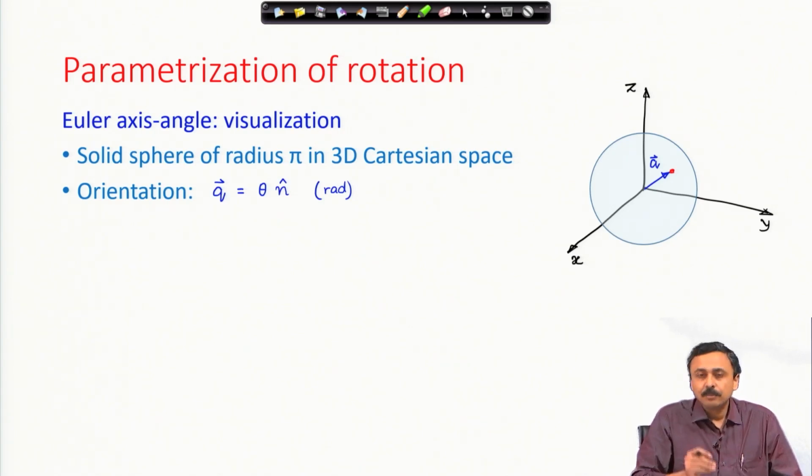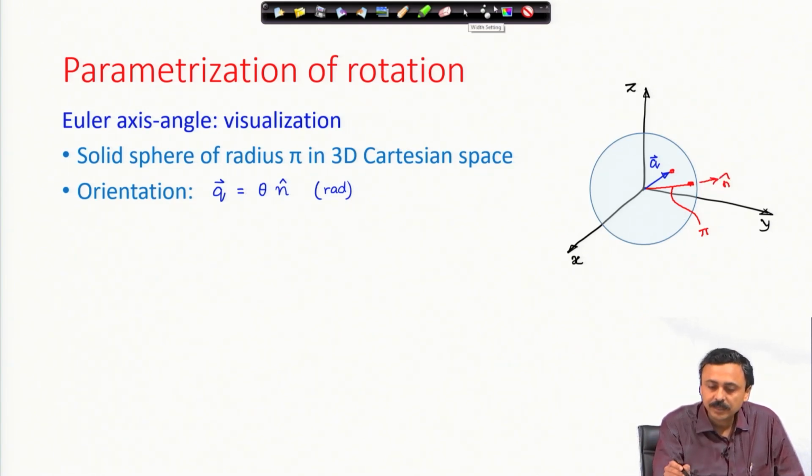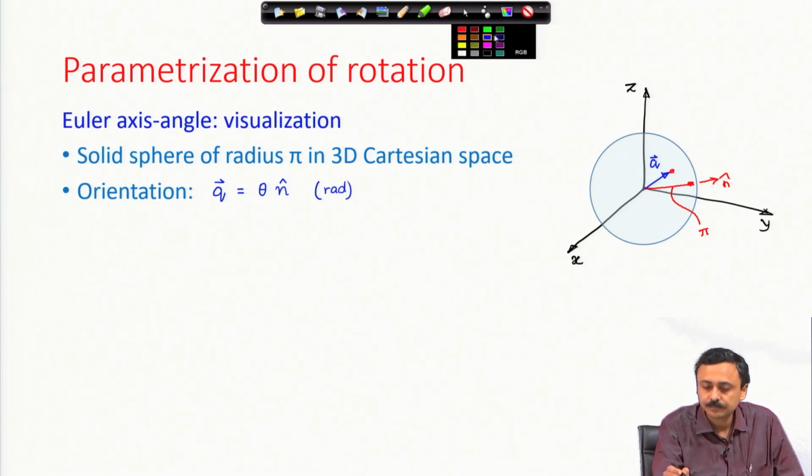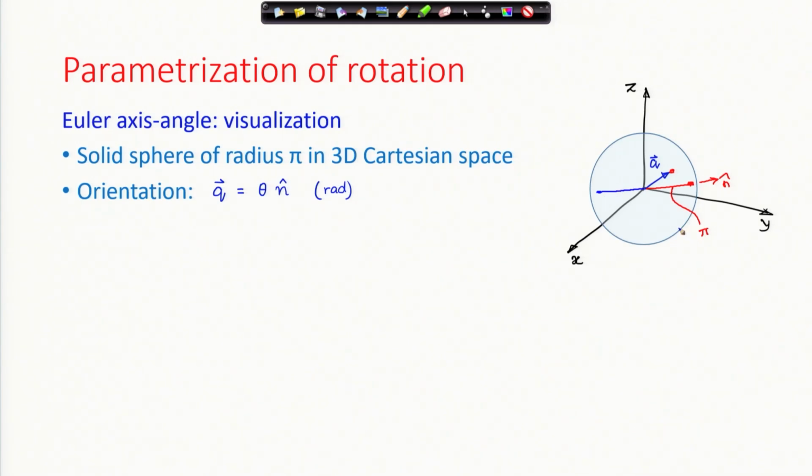Why am I saying radius pi? Consider an orientation vector q with a rotation of pi radians and minus pi radians about the same unit vector. Suppose I take a point here, the length of this is pi and the direction is some n cap. The magnitude is pi, and I consider just the opposite thing, the diametrically opposite point, because now we are on the surface of that sphere. Sphere has radius pi. On this side I take pi, on this side I take minus pi, n cap multiplied by minus pi. Then I reach this point.